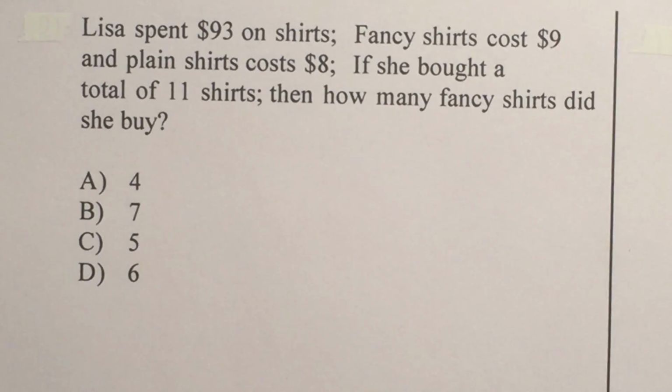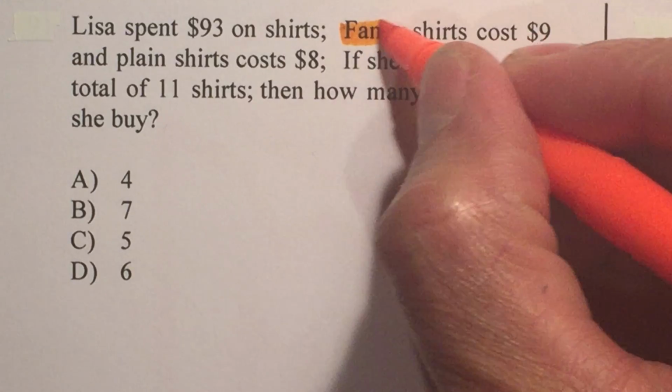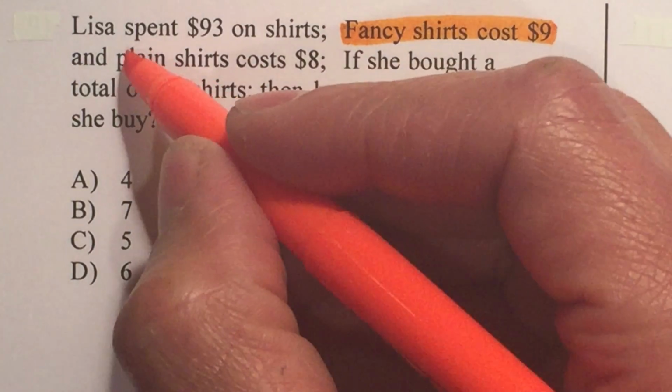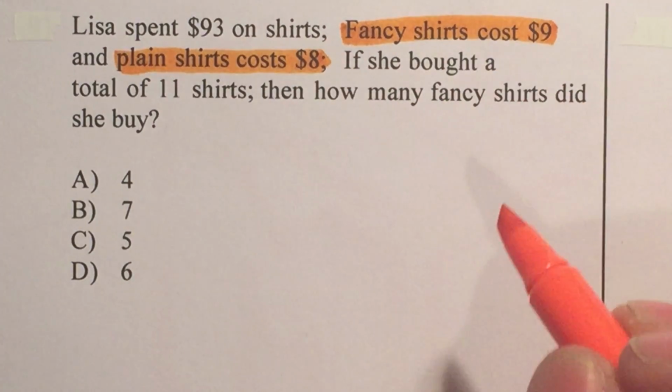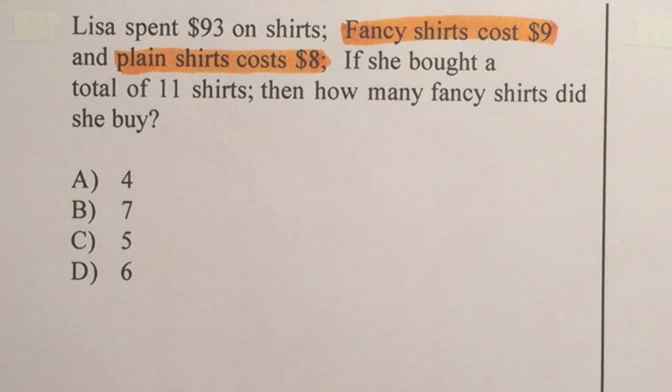We have fancy shirts that are $9 and we have plain shirts that are $8. So we need to set up two equations since we have two unknowns. The first equation will deal with the money. How much money is she spending?